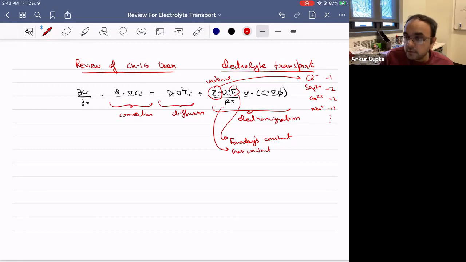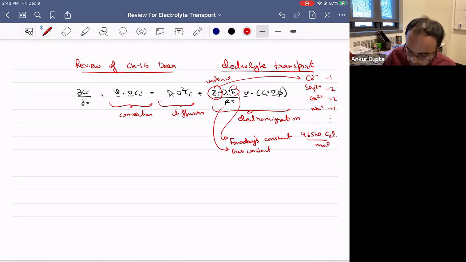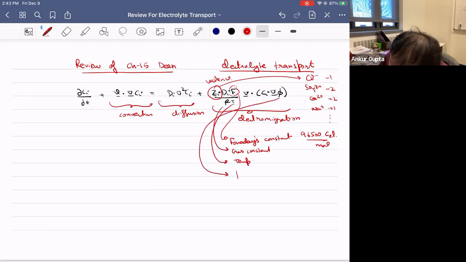And so Faraday's constant is charge carried by 1 mole of electrons. So it's 96,500 coulombs per mole. Gas constant, T is temperature, and then phi is electrical potential. Ci remains the same as the concentration. So we had discussed this, that this is essentially what you get. There is a new part which comes because of electromigration.